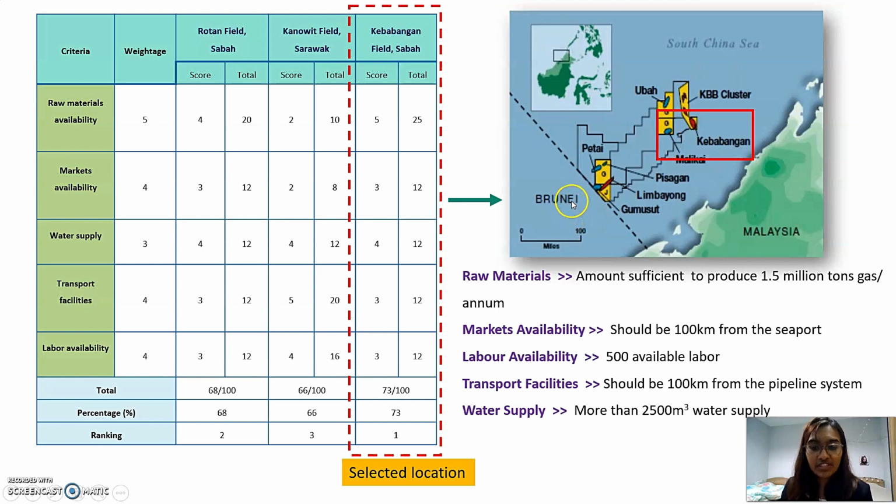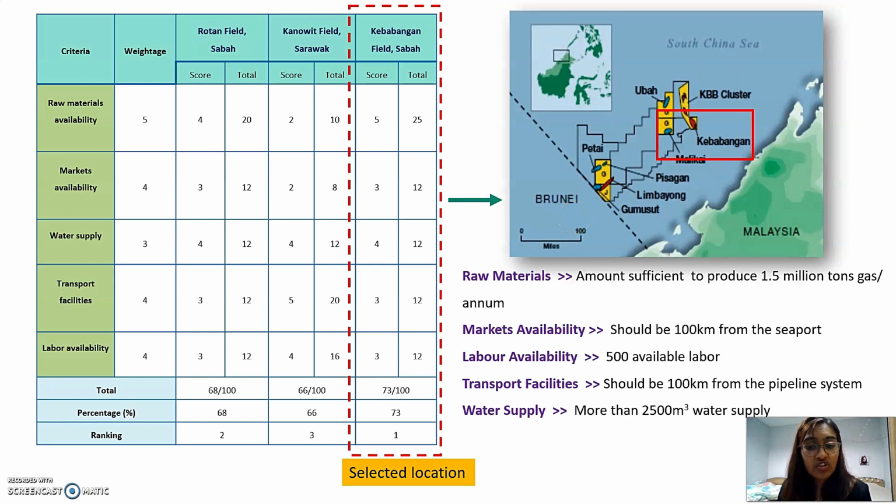Now, the raw materials availability and the water supply were the prominent criteria at 1.5 million tons per annum and having more than 2,500 meter cube of water respectively, as compared to the other two fields. The field was also the nearest to the offshore facility as compared to the rest of the fields.